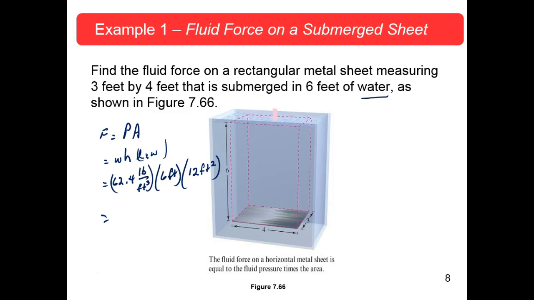62.4 times 72. By the way, the cubic feet cancels with feet squared times feet. That gives you pounds. So what's the total fluid force? Anyone got it? 62.4 times 72. Something on the order of 4,492.8. Is that what you said? Okay, that would be pounds.